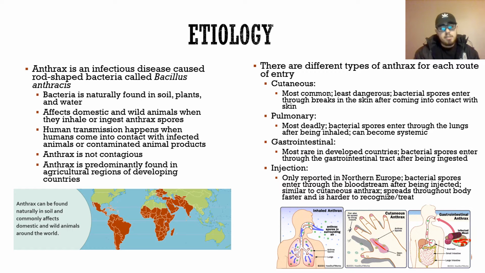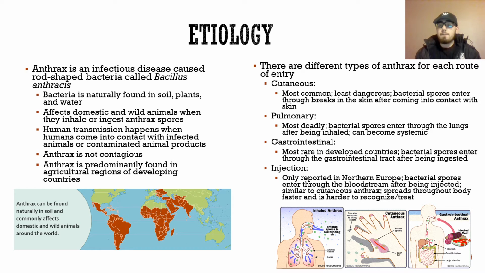Anthrax is not contagious, so if you touch someone or breathe on someone, you're not going to get the disease. Anthrax is predominantly found in agricultural regions of developing countries. So in the United States, Canada, and parts of Europe, you're not really going to find anthrax, especially in the urban cities, but you will most likely find it in more developing countries such as Argentina, maybe the Caribbean, in the more agricultural areas.